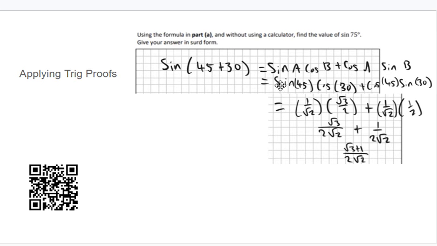And then you've got sine 45, cos 30. So there are things that you can just read off in the log tables. Again, there's a link there if you want to look through in more detail.